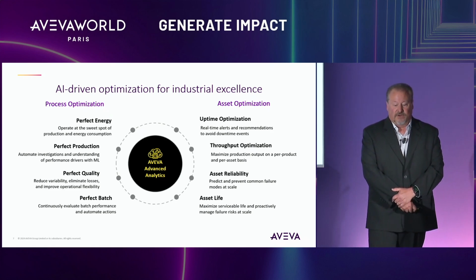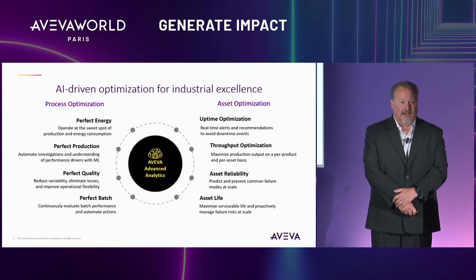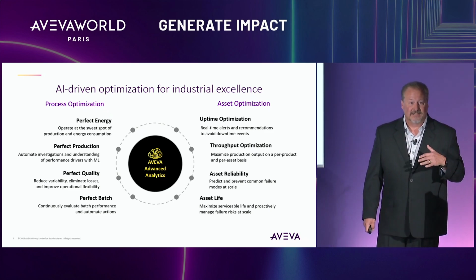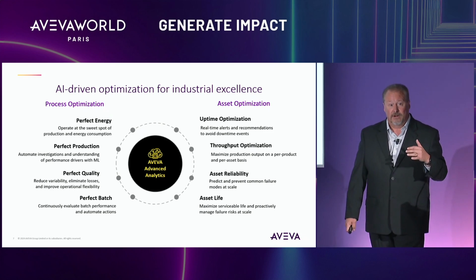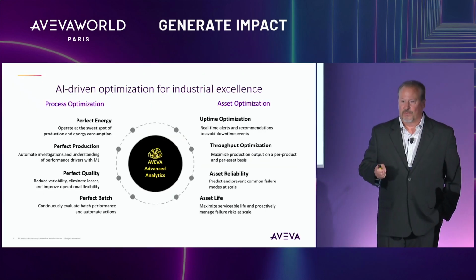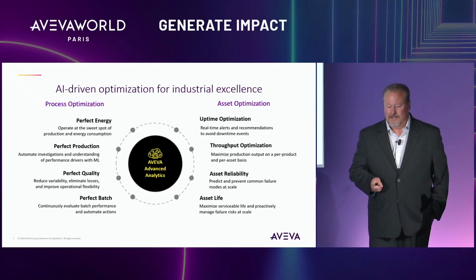Perfect production is really around understanding how to get more out of your production facility. How can you get more out of existing assets? How can you produce more with less waste and more efficiency? Perfect quality is all about making the right output and making sure that it's right the first time, and not having so much variance in what you produce or waste.